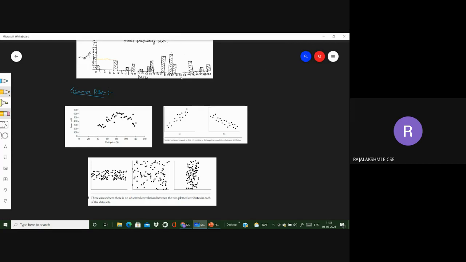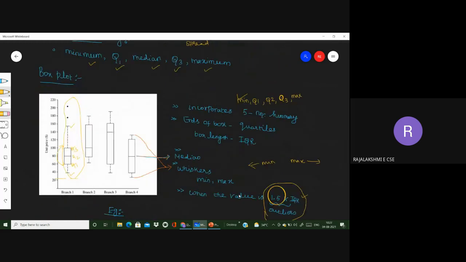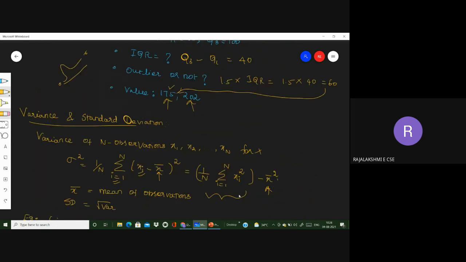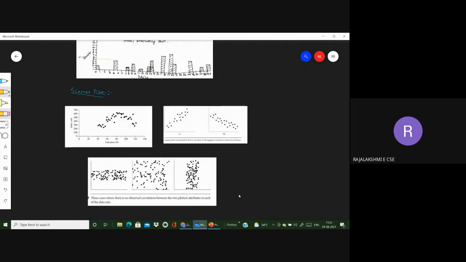We also saw the scatter plot and histograms, which are all used for displaying your data graphically. This is a box plot, where the minimum, Q1, median, Q3, and maximum are represented. 1.5 times the IQR is the formula used to find outliers. After that, the variance and the standard deviation. Graphic display can be done using quantile plots, histograms, and scatter plots.